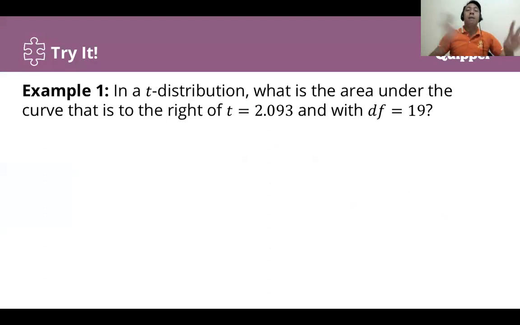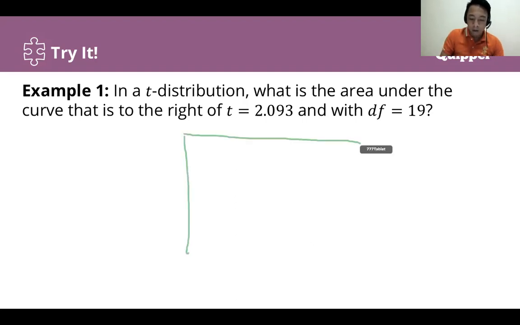Paano ba i-manipulate yung ating T distribution table. Okay, for example, in a T distribution, what is the area under the curve that is to the right of T? What is T? This will be our T value, right? Which is 2.093, and with DF, or the degrees of freedom, which is 19. So, ang titignan natin kung meron tayong part na nandito, given yung isa dito, at given yung isa dito. Okay? So, ano hanapin natin? Hahanapin lang natin yung nasa taas. Okay, let's see kung paano siya gagawin.